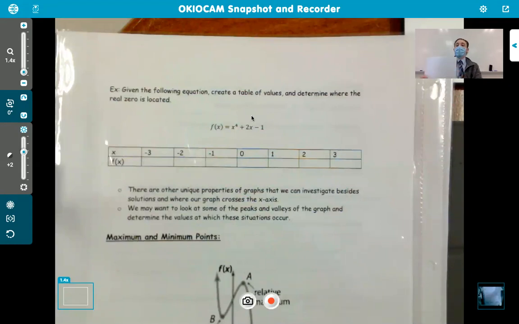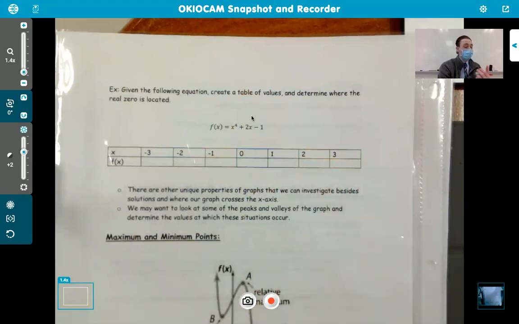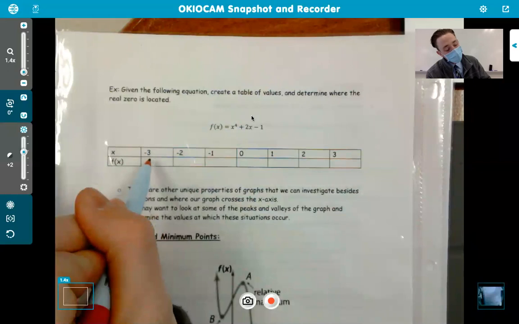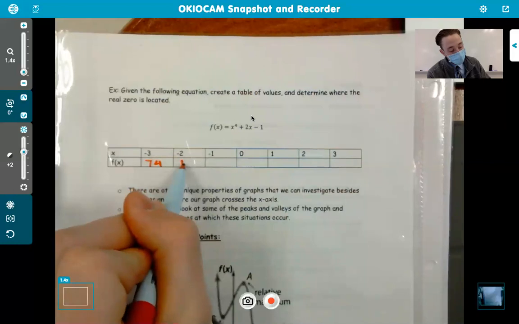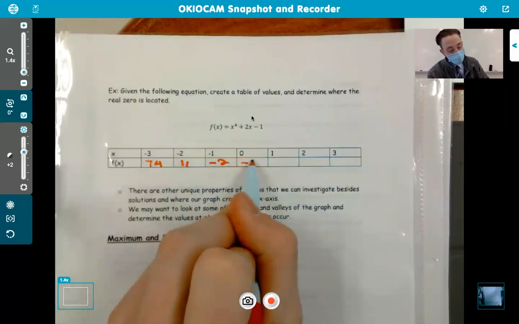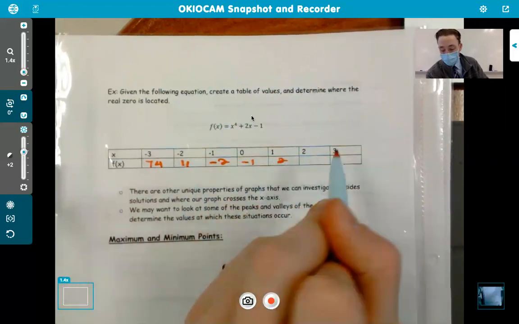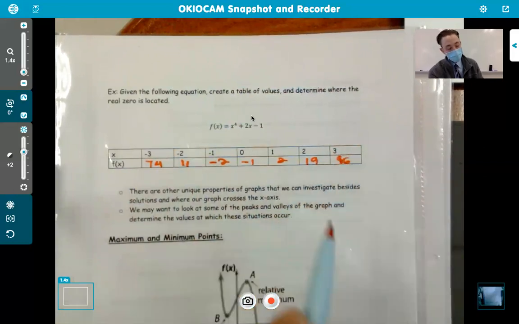I have f of x is equal to x to the fourth plus 2x minus 1. Again, you would plug in this list of values, or create your own table of values. That's going to help you. I would suggest doing that tonight on your homework and on the quiz. But just for the sake of time, when you plug in -3, you get 74. When you plug in -2, you get 11. -1, you get -2. When you plug in 0, you get -1. 1, you get 2. 2, you get 19. And 3, you get 86.